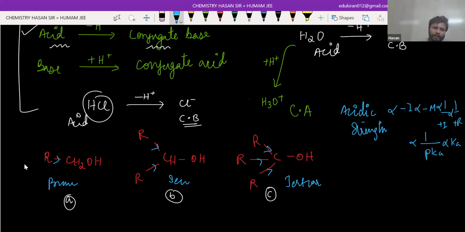So this is getting electron donation from one side, two sides, three sides. So getting electron donation means less acidic. So the answer will be A, B, C. Is that clear? Yes.